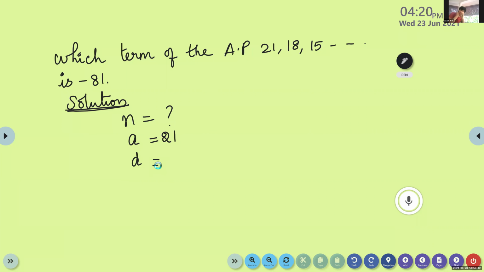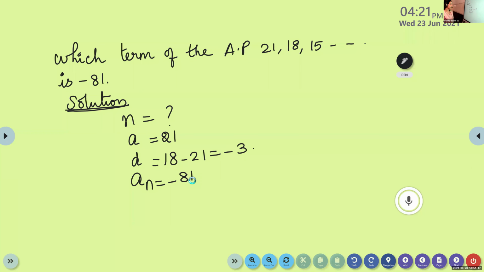Is it an increasing sequence or decreasing sequence? It is decreasing, isn't it? We want to find second term minus first term, so it is -3. Common difference is -3. And we want to find which term of the sequence is -81. We can take the nth term as -81.